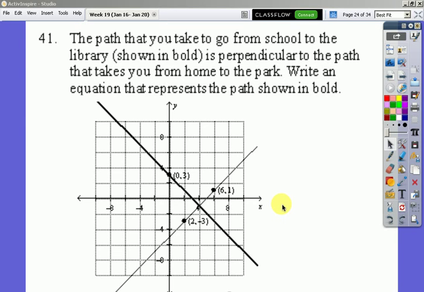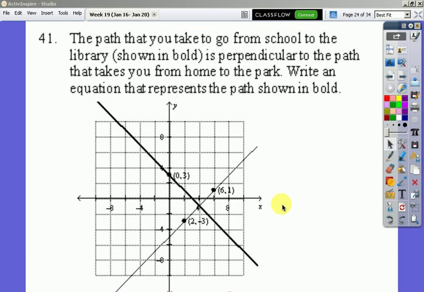Okay, so problem 41 says, the path that you take to go from school to the library, shown in bold, is perpendicular to the path that you take from home to the park. Right away, what do you know about the slopes of those paths? They're opposite reciprocals. Great. So we know that. It says, write an equation that represents the path shown in bold.